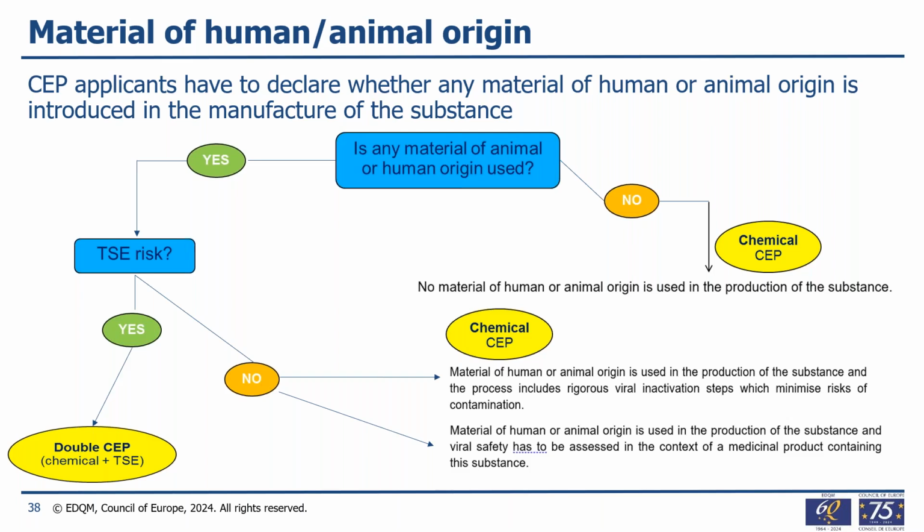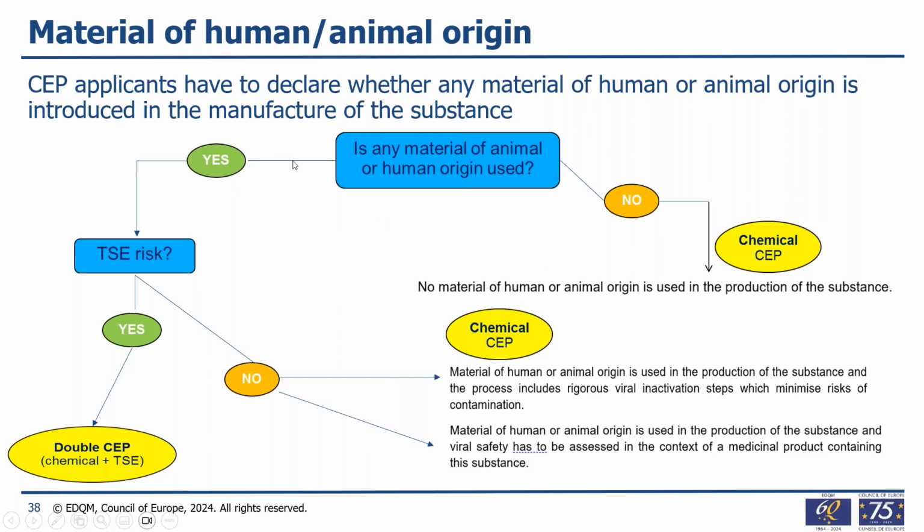Also, the CEP contains specific statements on the use or non-use of materials of human or animal origin, and CEP applicants have to provide a declaration on whether or not they use materials of human or animal origin in the manufacture of their substance. So in this decision tree, you will see that if material of human or animal origin is not used in the manufacture of the substance, this results in a chemical CEP, and a statement on non-use of material of human or animal origin in the production of the substance is stated on the CEP.